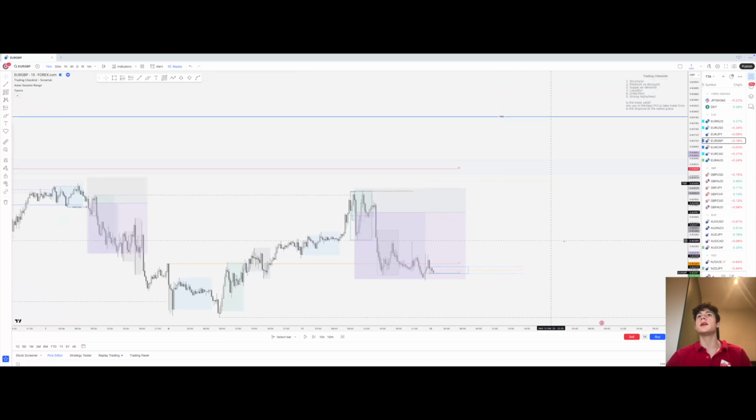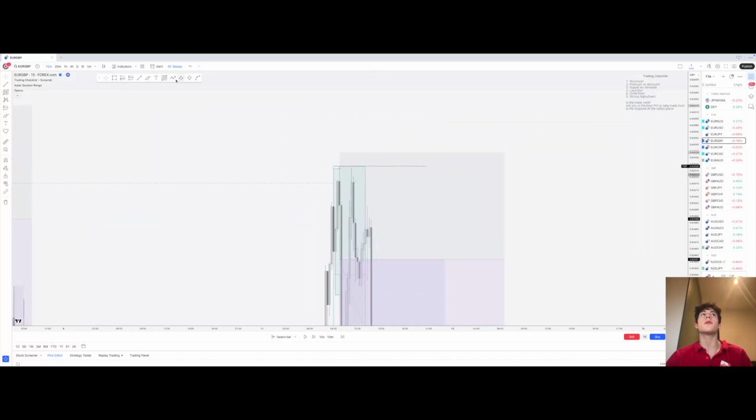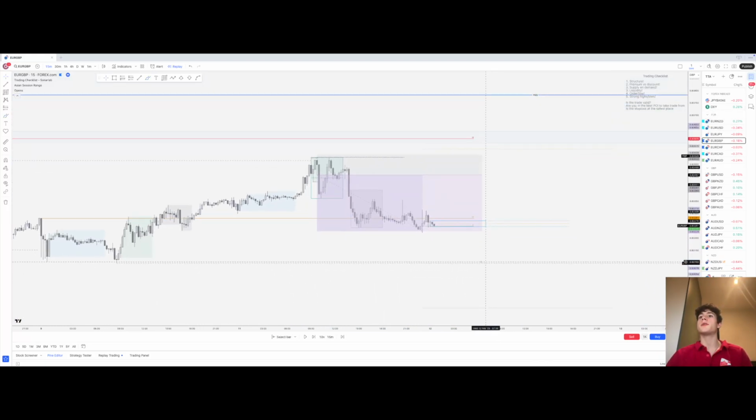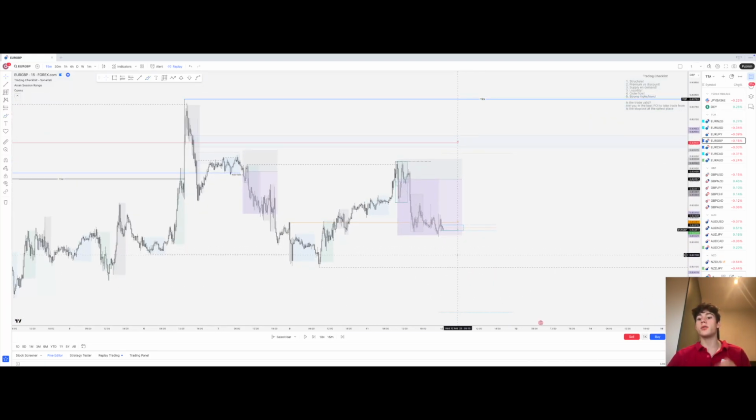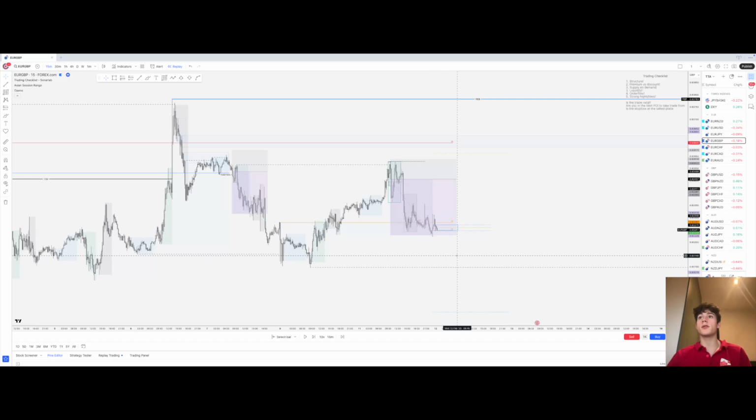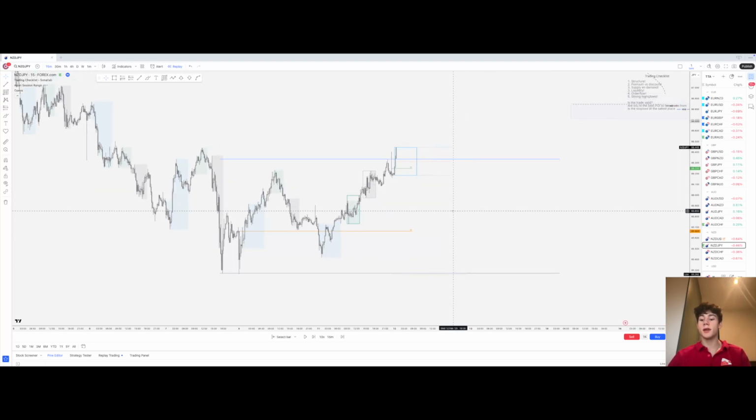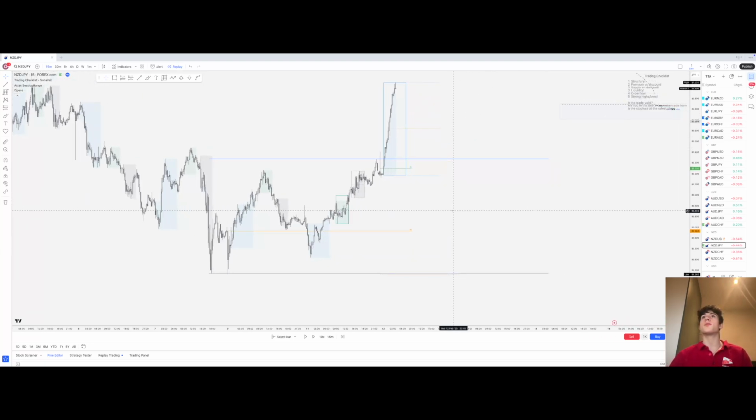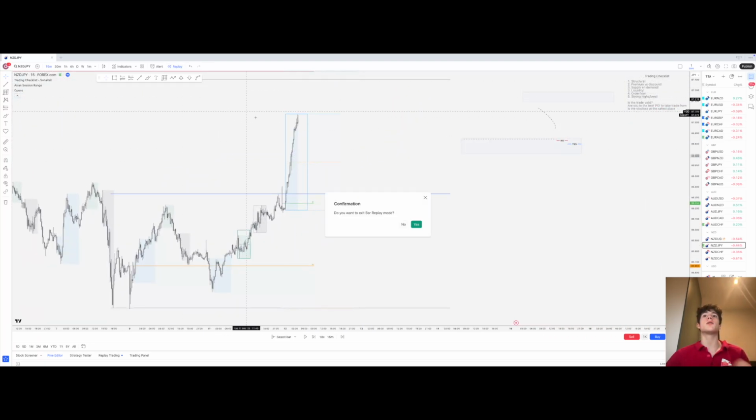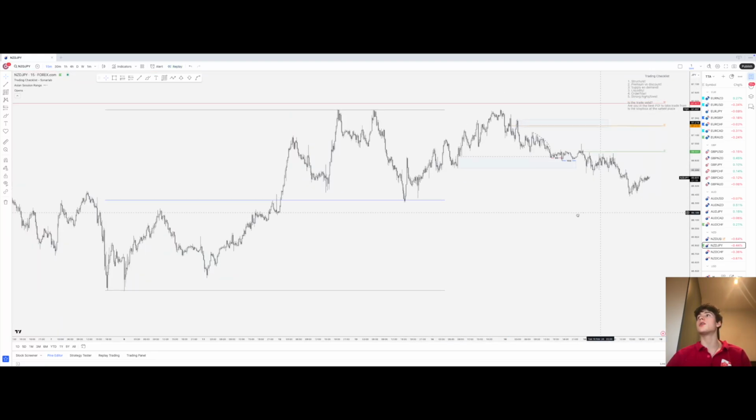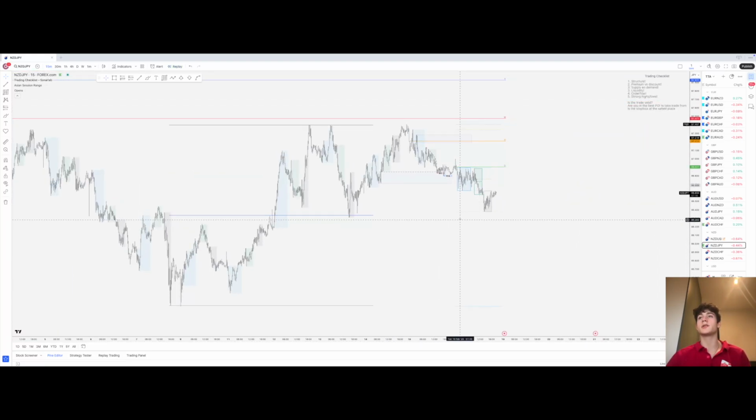And as you can see, we respect that high over here, okay? So this is one example of how you can use the fractal to enter trades, and now I'm going to show you one more example of how you can use it to your advantage by managing your losses and make sure you don't take stupid losses.